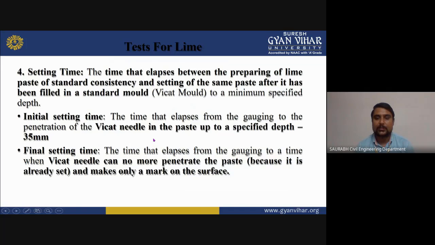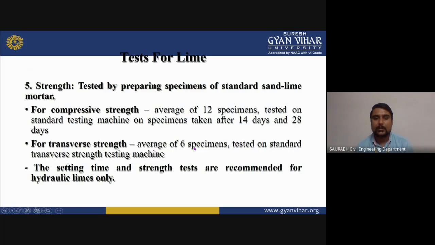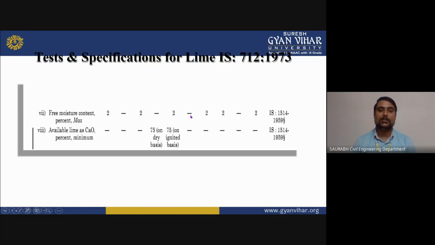And for setting time we can use the Vicat apparatus, and as you can see here, that is your Vicat apparatus that is used for final setting time and initial setting time. And for strength, we can use the compressive strength and transverse strength of lime. Average of 12 specimens is tested on the standard testing machine, on specimens taken after 14 days. So you can see this is your test and specification for lime, which is given in IS 712 1973, and this is the graph of your test.